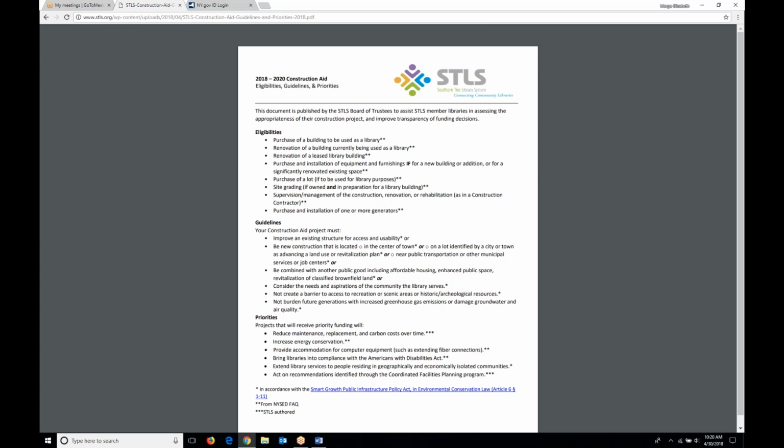That's where you see eligibilities: purchase and installation of one or more generators. It's that word installation that's required to make an application successful. Any questions about eligibilities, guidelines, and priorities for construction aid? This document lives on the construction aid website. You can always go get it. It was also sent out to all of you in your packets.